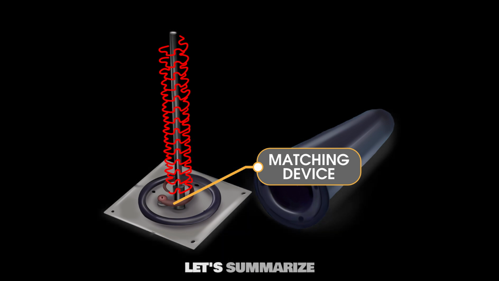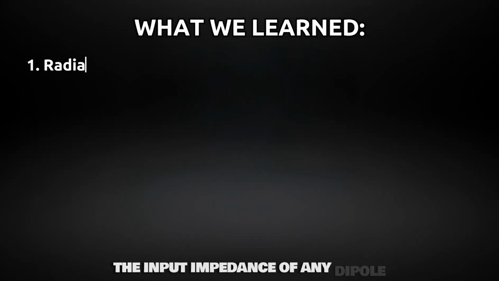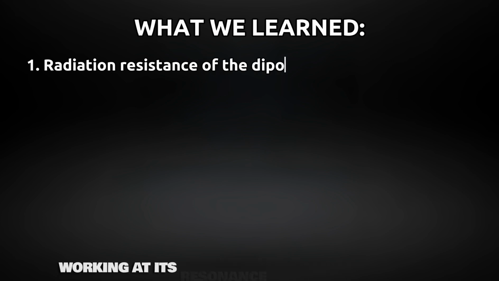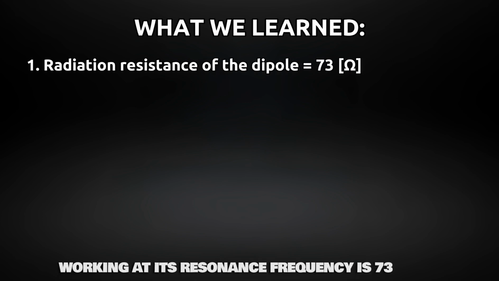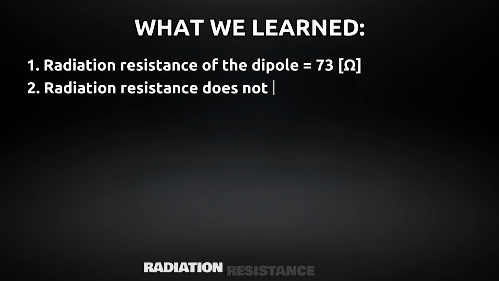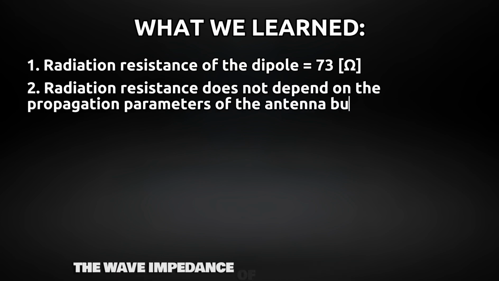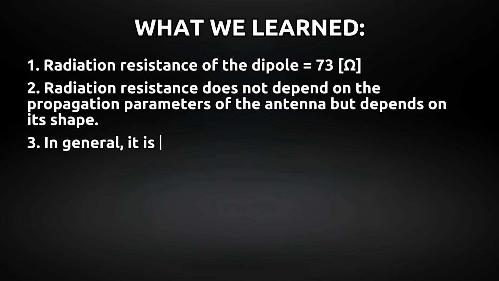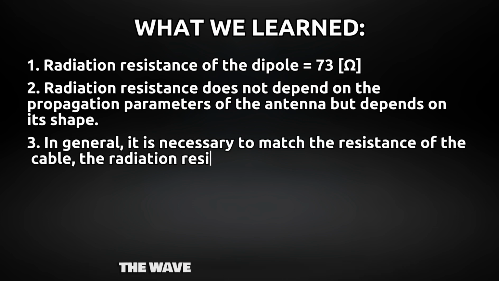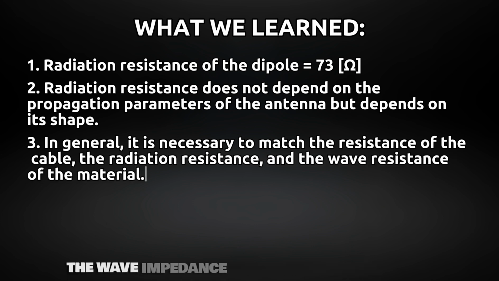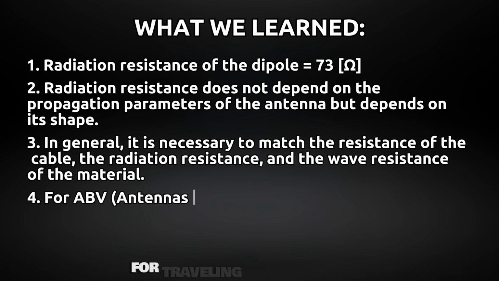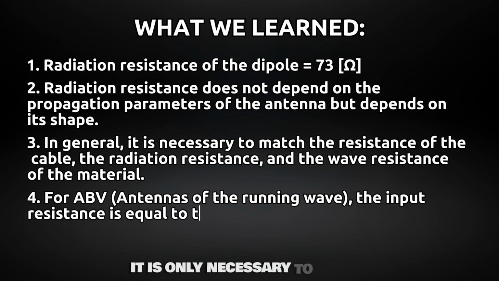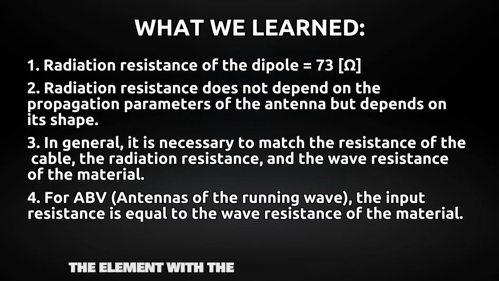Let's summarize. The input impedance of any dipole and quarter wave segment working at its resonance frequency is 73 ohms. Radiation resistance does not depend on the wave impedance of the antenna element, but it does depend on the antenna's shape. In complex antenna systems, the wave impedance of the cable, the wave impedance of the radiator's element, and the radiation resistance of the antenna system should be matched. For traveling wave antennas, it is only necessary to match the wave impedance of the element with the cable's wave impedance.